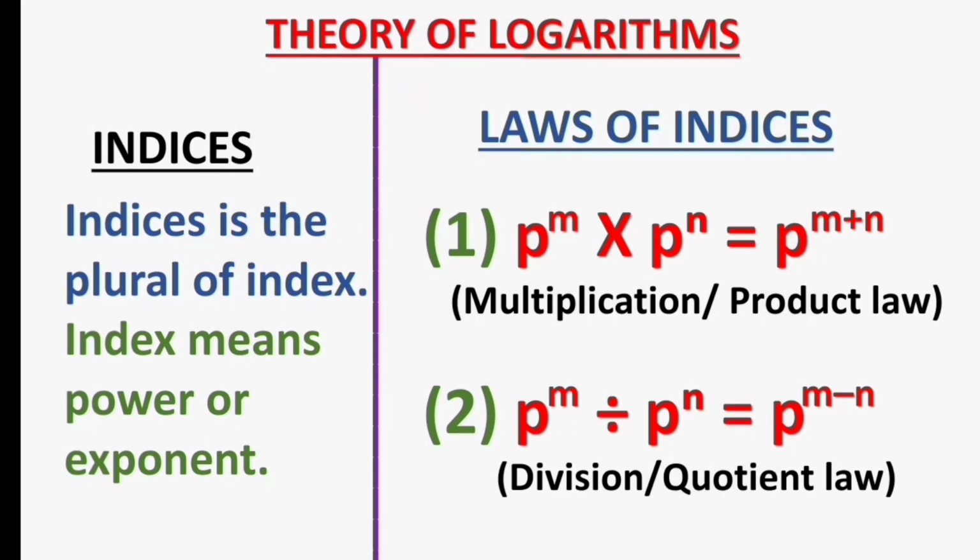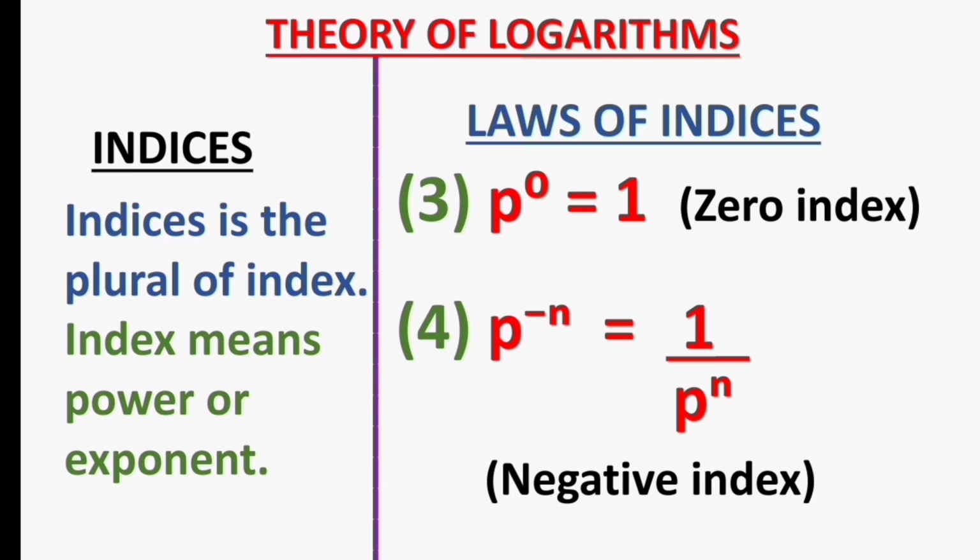The first law is the multiplication or product law, which says multiplying indices of the same base, we add the powers. In other words, p raised to the power m times p raised to the power n is equal to p raised to the power m plus n. The second law is the division or the quotient law, which says dividing indices of the same base, we subtract the powers. In other words, p raised to the power m divided by p raised to the power n is equal to p raised to the power m minus n.